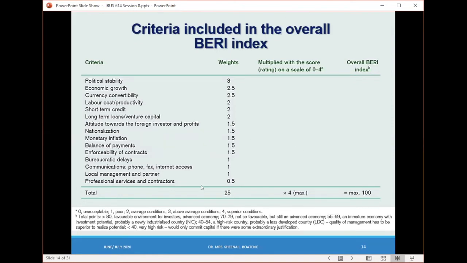So the book gives us a breakdown of some of the criteria under the Berry Index. And similar to what is provided by the EIU Country Risk Service, you can see that they are also looking at things related to the macro level of the economy, including political stability, economic growth, currency convertibility, labor cost and productivity, short-term credit, long-term loans and venture capital, attitude towards the foreign investor and profits, nationalization, monetary inflation, balance of payments, enforceability of contracts, bureaucratic delays, communications, which together can be bundled together with infrastructure, as well as local management and partners, and then professional services and contractors.